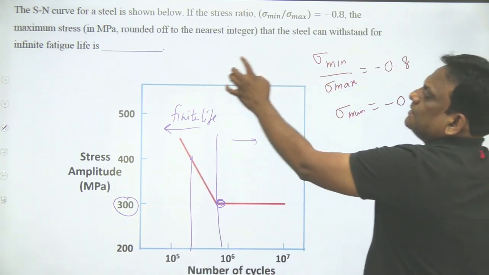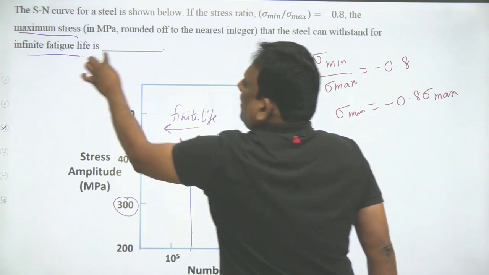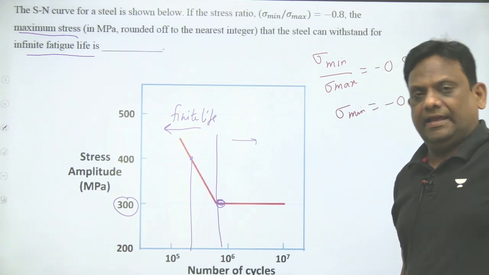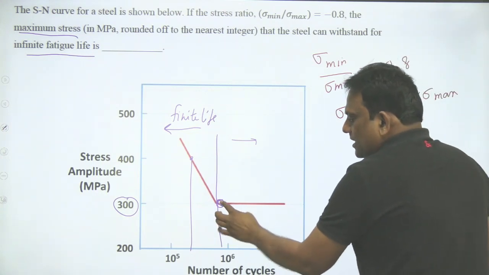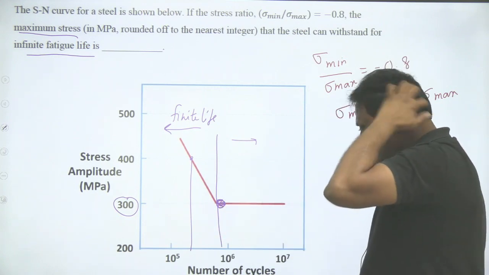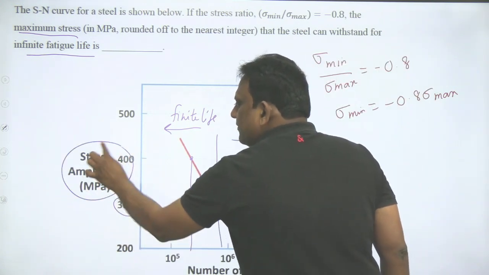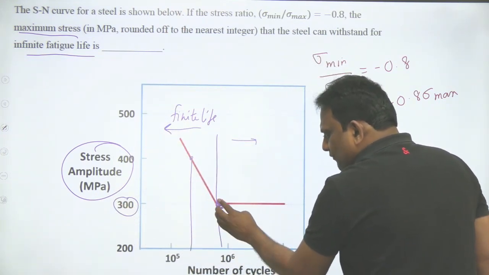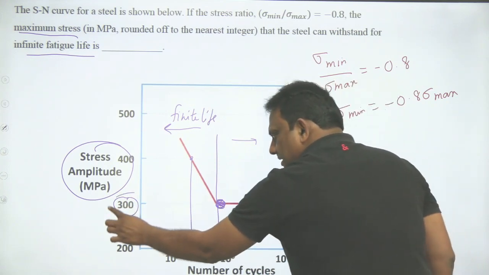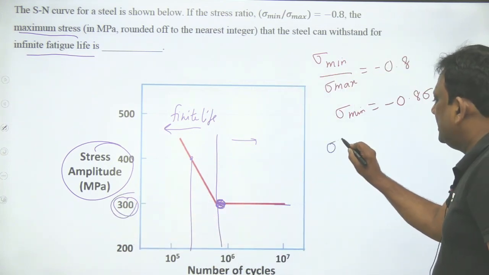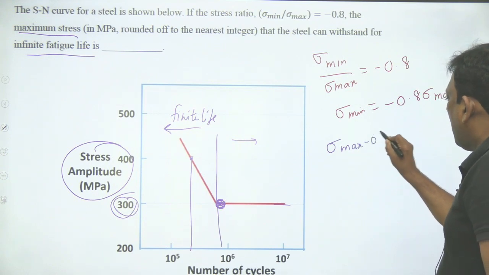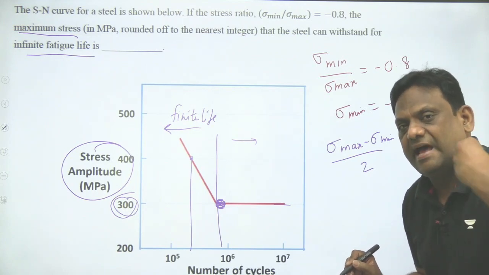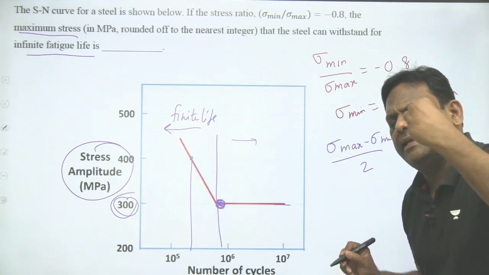But what is he asking? The maximum stress for infinite fatigue life. He is asking the maximum value of stress for infinite life, so he is focusing on this region, which is all infinite. Observe here, stress amplitude is given on the y-axis. Corresponding to this infinite life, it is 300. The stress amplitude is nothing but maximum stress minus minimum stress by 2. This is also known as variable stress or stress amplitude.